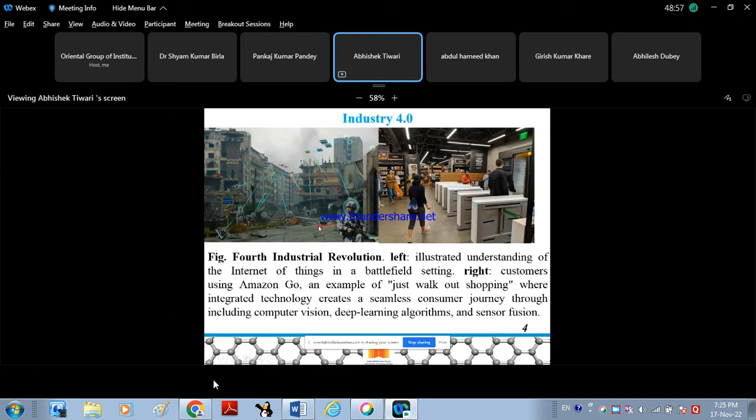So this is how the Industry 4.0 technology revolution is going on. On the left side we can see an illustrated understanding of the Internet of Things in a battlefield setting, and on the right side customers using Amazon Go. That is an example of just-walk-out shopping, where integrated technology creates a seamless consumer journey through computer vision, deep learning algorithms, and sensor fusion.